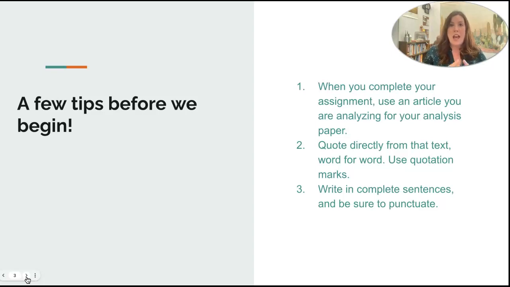So remember that for this assignment, I want you to use an article that you're already planning to use to support your argument in your upcoming paper. So you've been doing a little light research, have your sources available. 2, remember that quotations mean that you're taking a line or a phrase word for word from that text, and you put quotation marks around it. So a direct quotation is word for word. It doesn't come from your memory.